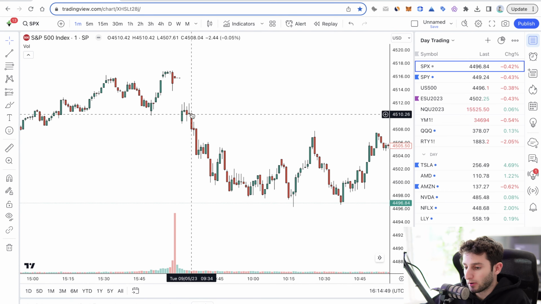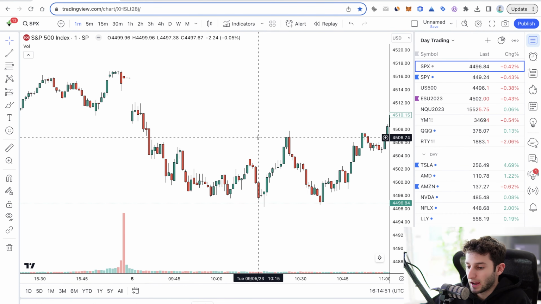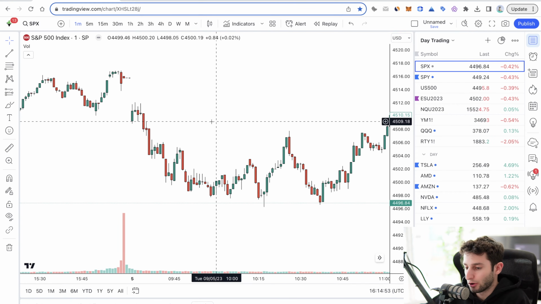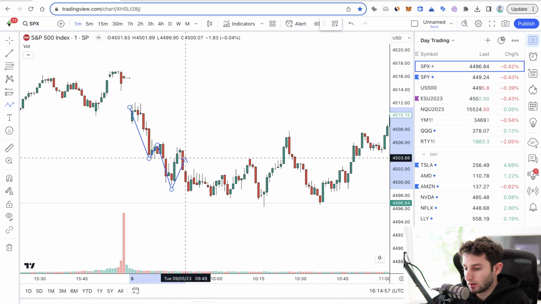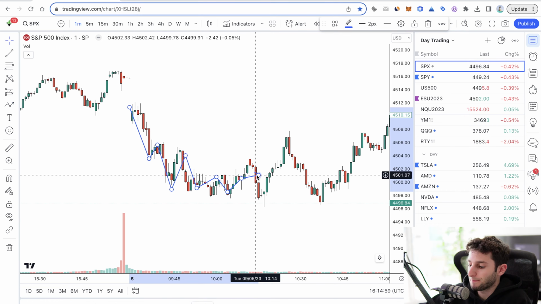Now, market opened right here. If we look at the beginning of the day, first 30 minutes or hour or so, you can see it's very clear that price was in a downtrend. Price kept going lower, lower, lower, lower, all right?